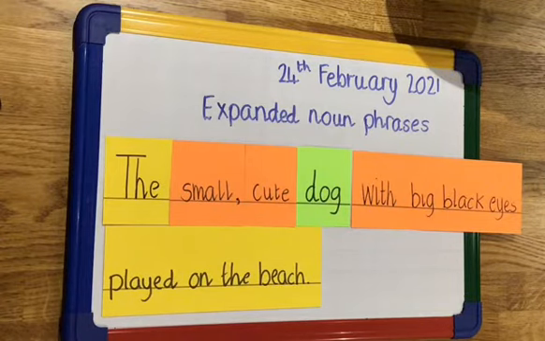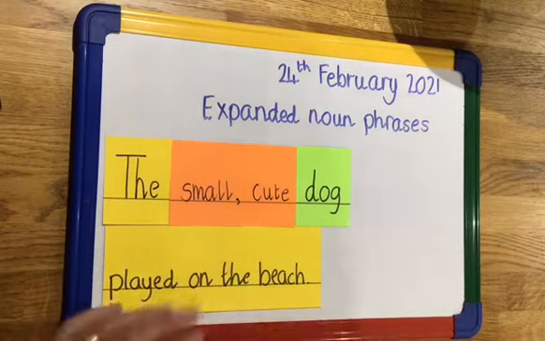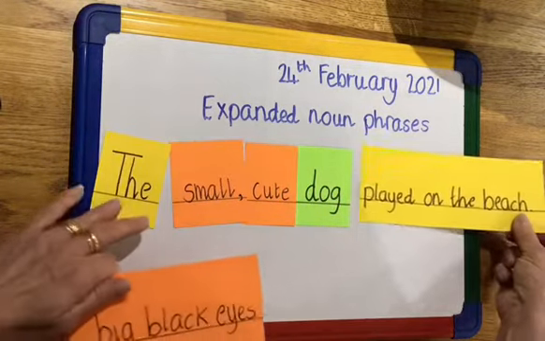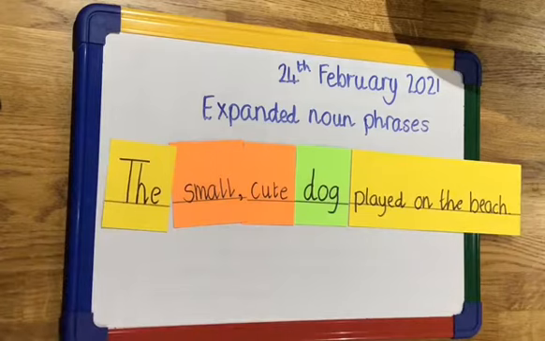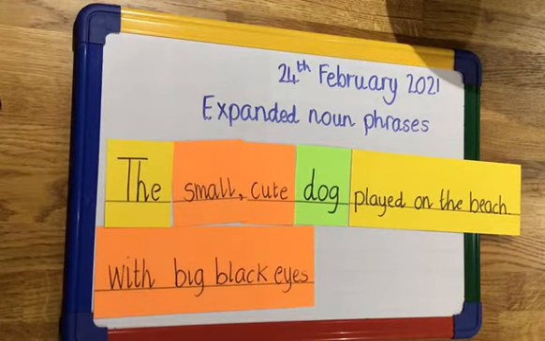I'm just going to give you a little bit of a word of warning, children. Sometimes when we're writing, particularly when we're creating expanded noun phrases, we remember to do the small cute dog and we think, oh, where is he? He's playing on the beach. And then we think, oh, I'm supposed to have added a prepositional phrase, and I do that. I go, the small cute dog played on the beach with big black eyes.